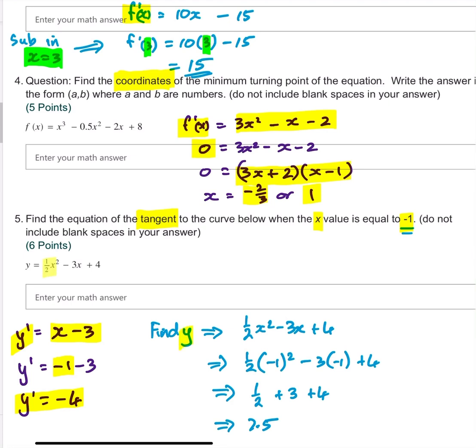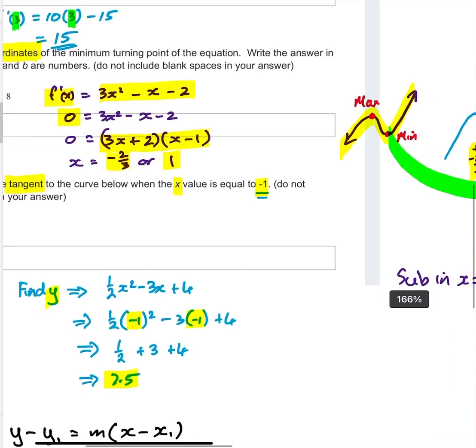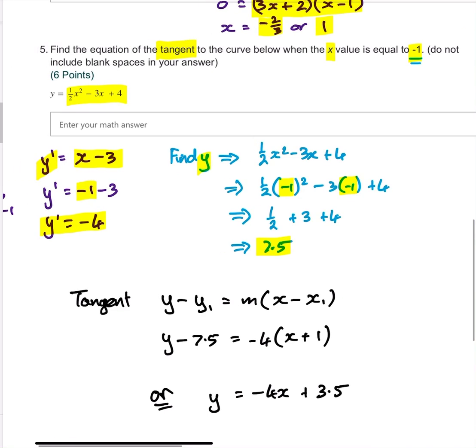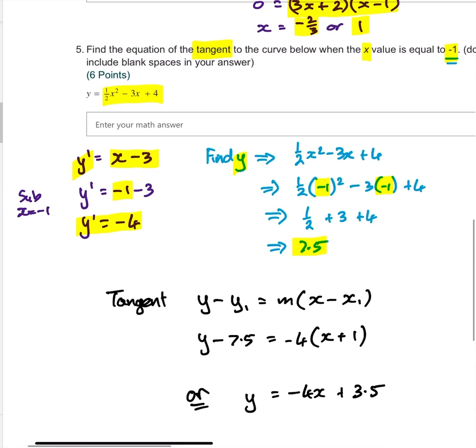So using the y value, we want to find what the y value is. We take the original equation, we substitute the -1 in for x, and we find the y value is 7.5. Then you can go and do the formula for a straight line. Y minus y1, which is 7.5, equals the gradient, which is -4, x plus 1. Because that x is minus -1, so that becomes +1.